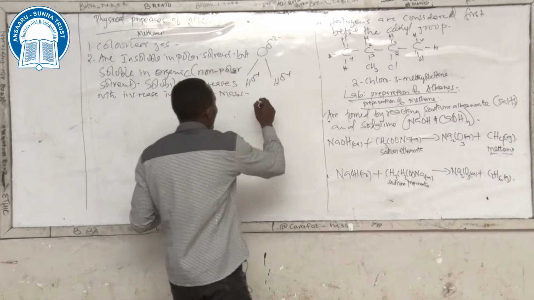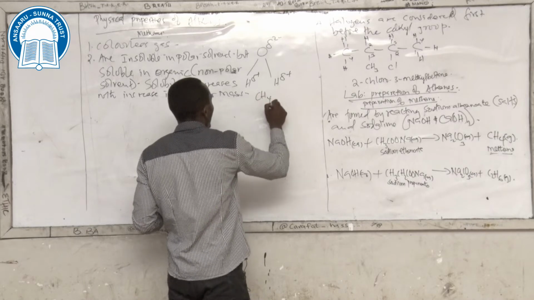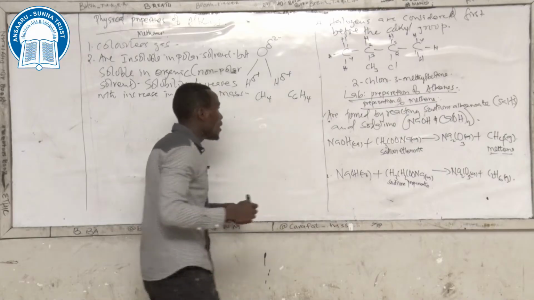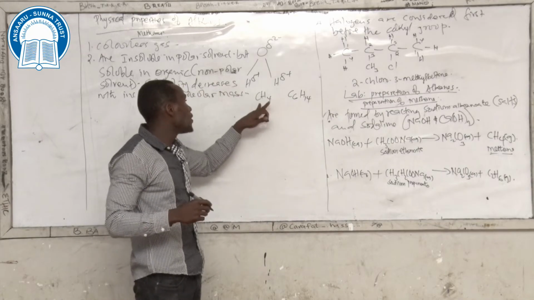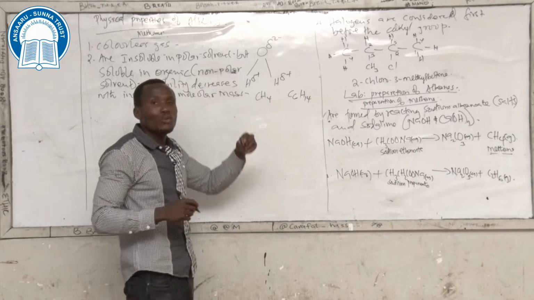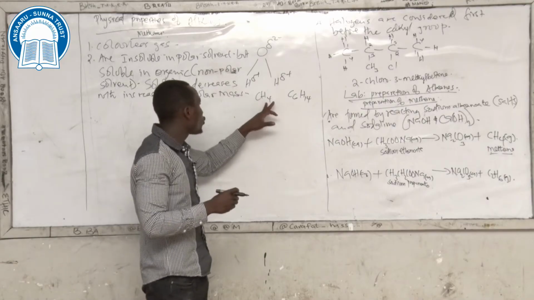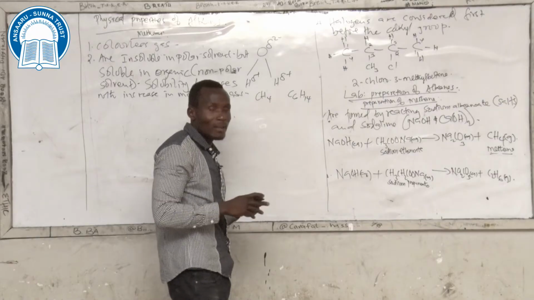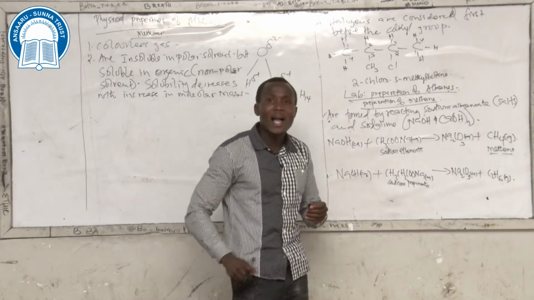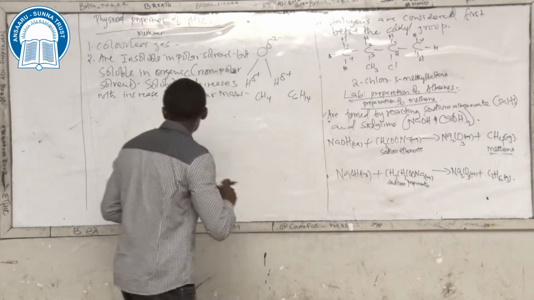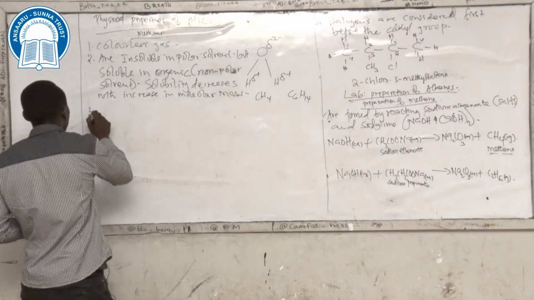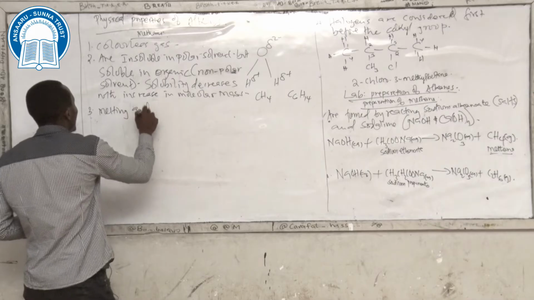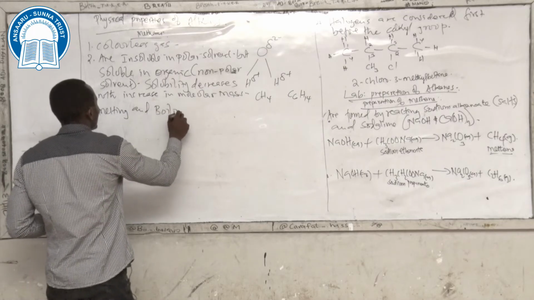So for example, if I have CH4 and C6H14, this one is hexane, this one is methane. You find that methane is going to be more soluble compared to hexane. Methane becomes more soluble than hexane. Then the next one, the third one, is melting and boiling points.